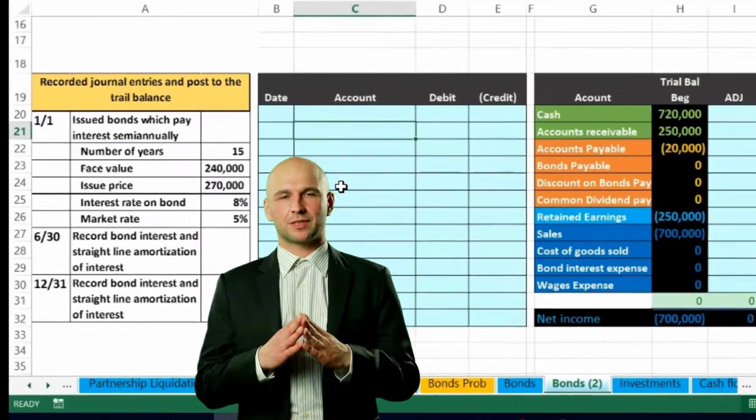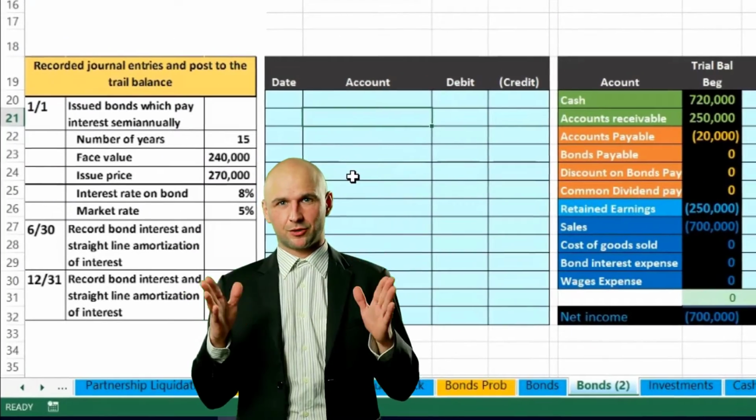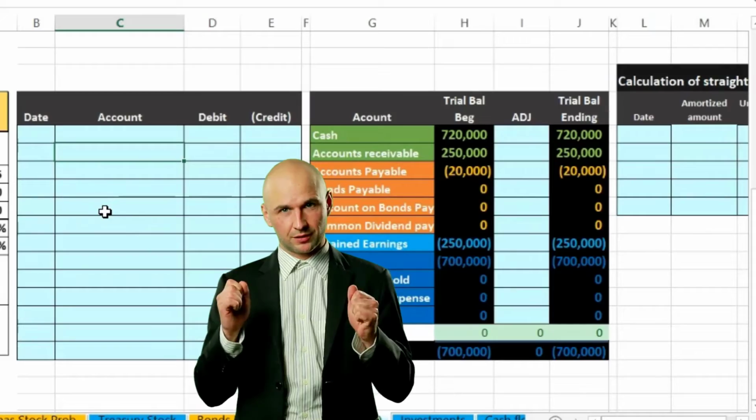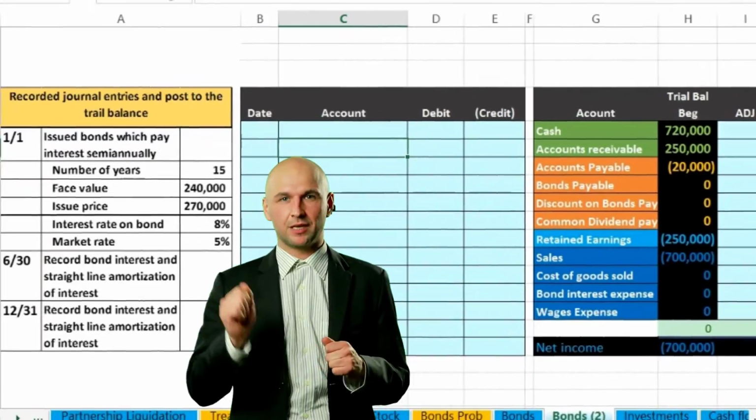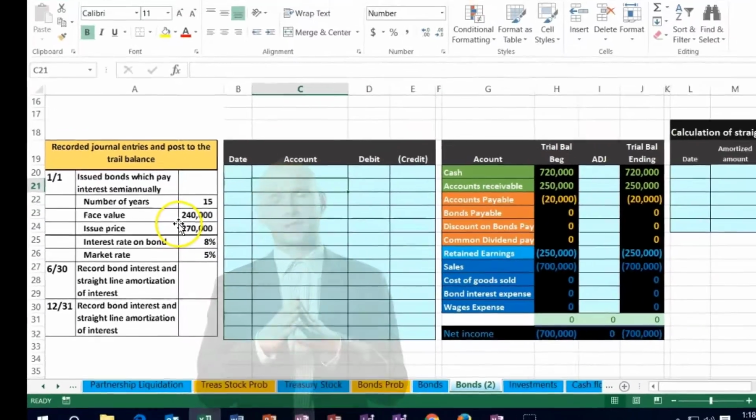Hello, in this lecture we're going to work a problem which will be recording the bonds, and at this point we're going to report the bonds at a premium. So we're going to have the information over here on the left hand side.